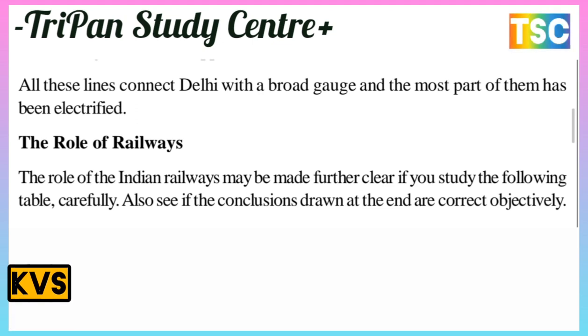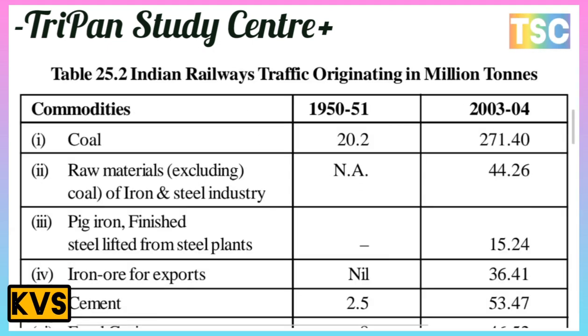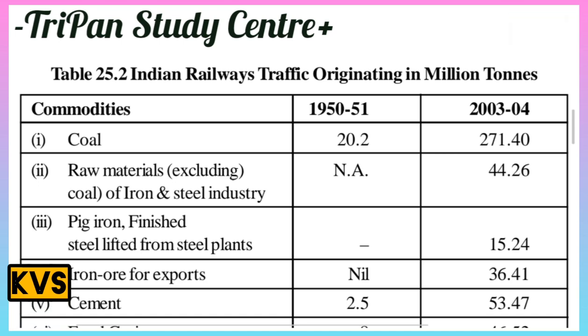The role of railways is important here. The role of railways may be made further clear if you study the following table carefully and see the conclusion derived at the end. In this table, the most important point is the Indian railway traffic originated, in million tons. First of all, in 1950-51 it was 20.2 million tons.